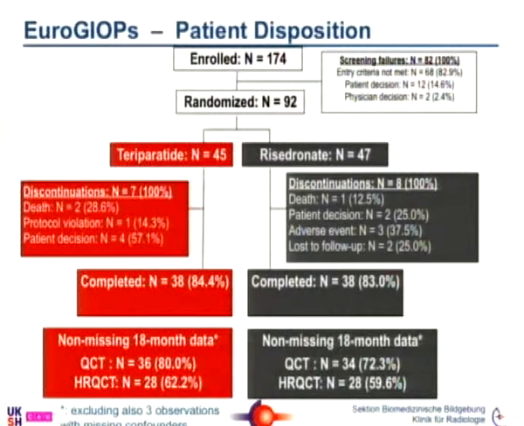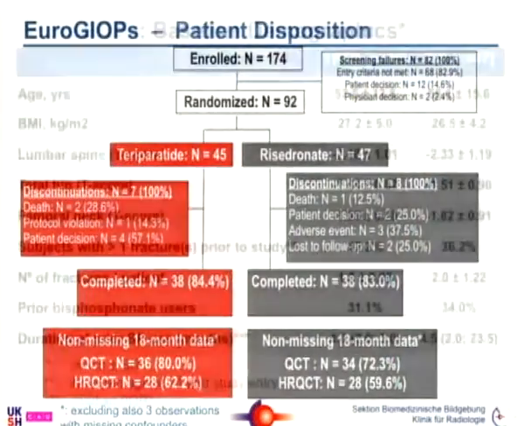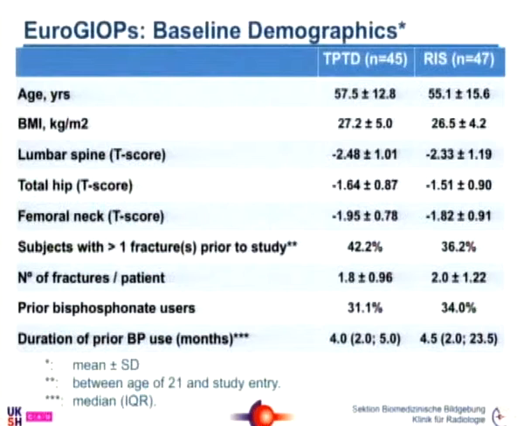So QCT results were obtained on 36 teriparatide patients and 34 on risedronate, and slightly smaller numbers, 28, for either group examined with high-resolution QCT. Actually, a lot of Spanish centers were involved in this study, and the central coordination was also done by Fernando Marin from your country. These are the baseline diagnostics, no major differences between the two treatment groups.